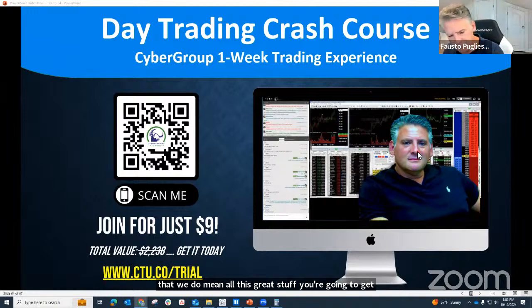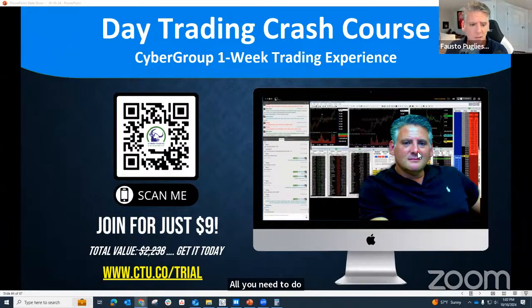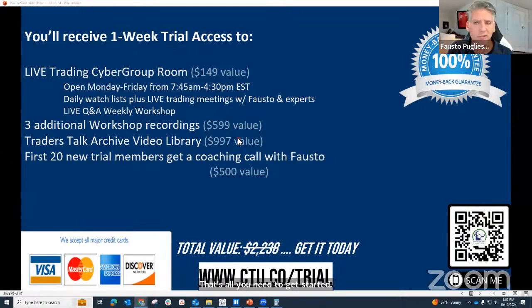All you need to do is take your phone, turn on the camera, scan that QR code, or click the link right there. That's all you need to get started. And you're going to get all this wonderful stuff: the trading room, workshops, Traders Talk Library, everything else. Oh, and I almost forgot one last thing I'm going to throw in there. If anyone here registers, I will personally talk to you on the phone.